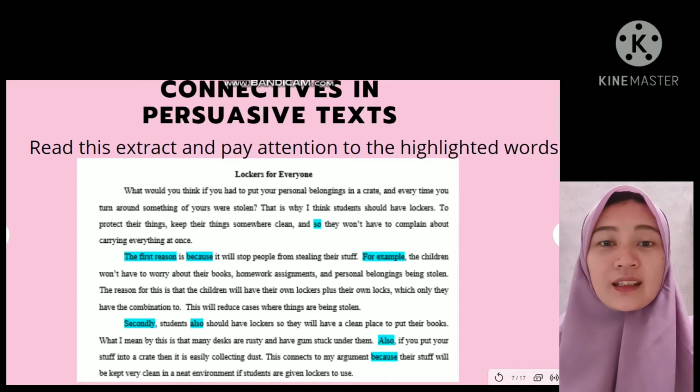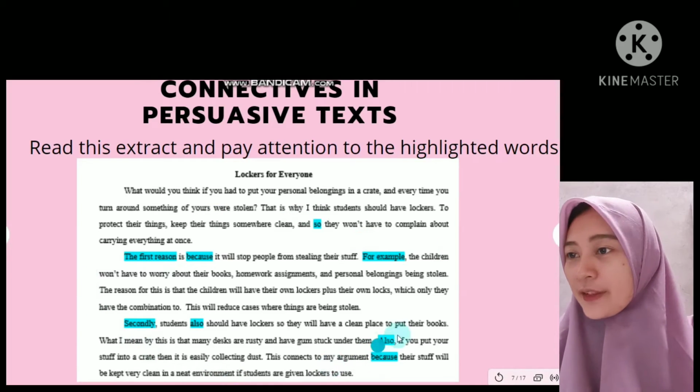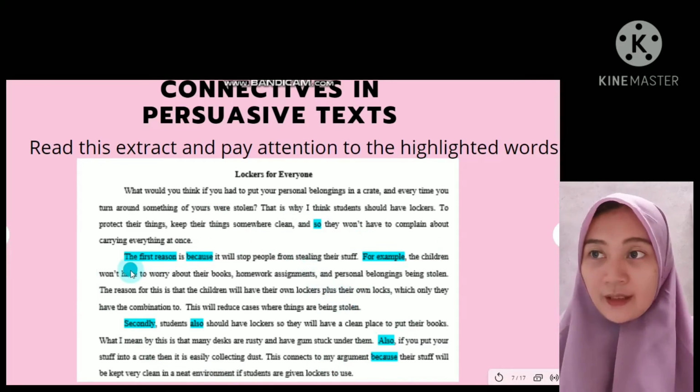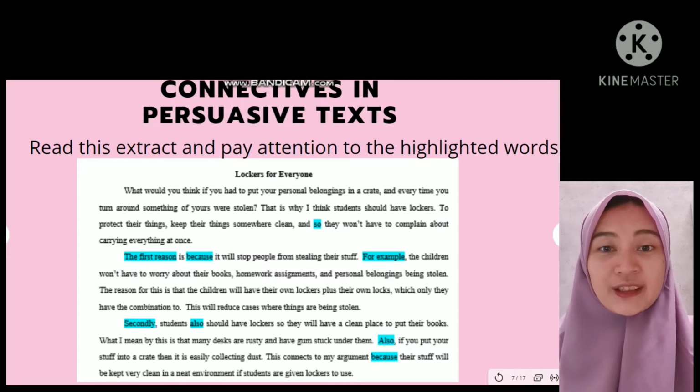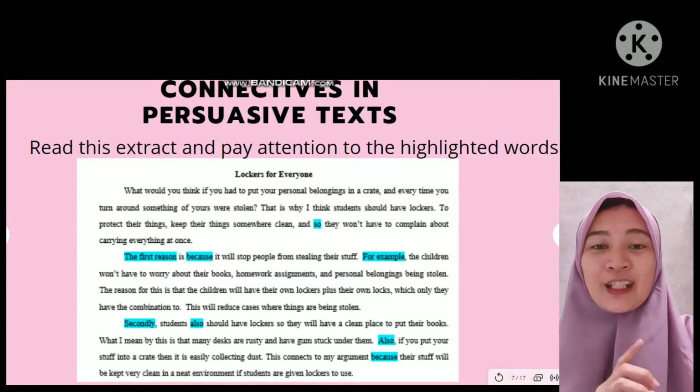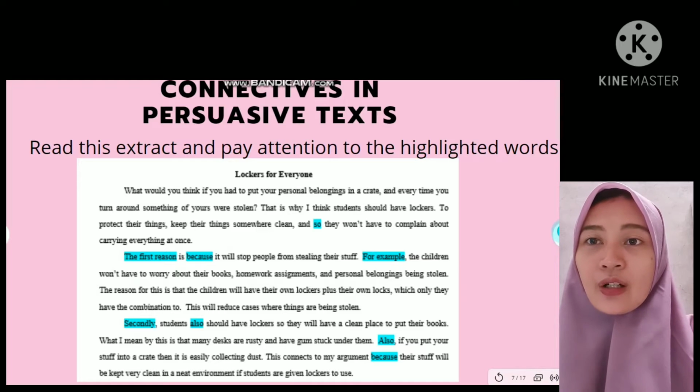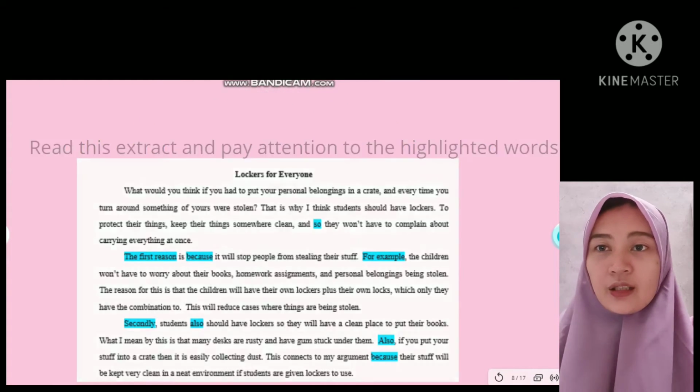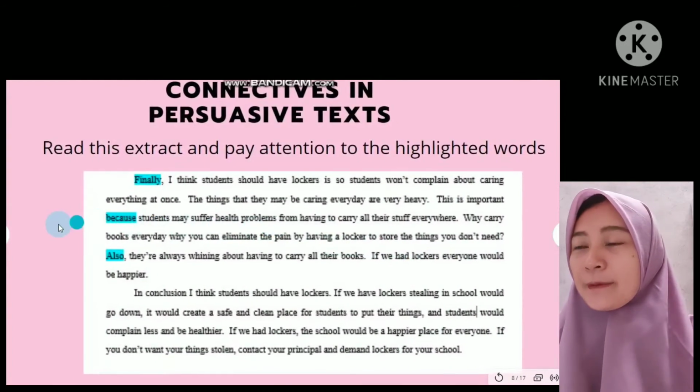Okay, continue to the next paragraph. So, do you pay attention to the highlighted words? They are connectives, yeah? And you see that they connect or they link words or phrases. Okay.